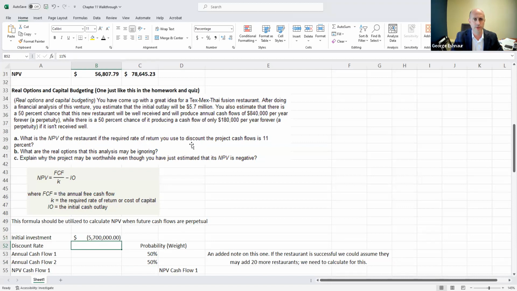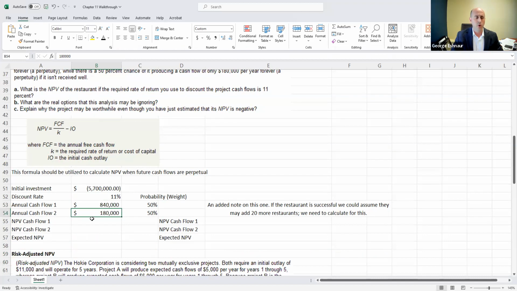The required rate of return to use to discount the project is 11%. So I've got that here. Annual cash flow, $840. Annual cash flow 2, $180. So what we do next is the same thing we did at the prior one. We're going to determine our net present value, but we're not going to use the NPV function. We have to use this formula I dropped in here. We have to figure out our free cash flows. Since it's a perpetuity, the assumption is that there is no close date to this restaurant, and so we have to figure out what our future cash flows, what their net present value is.